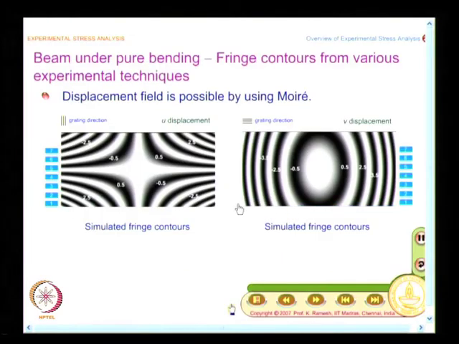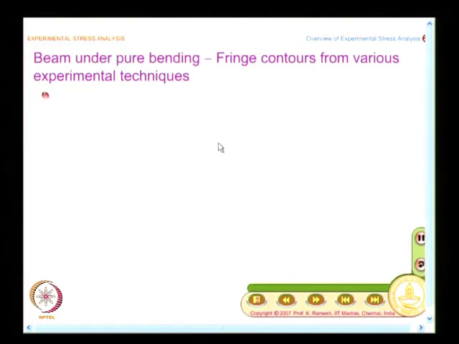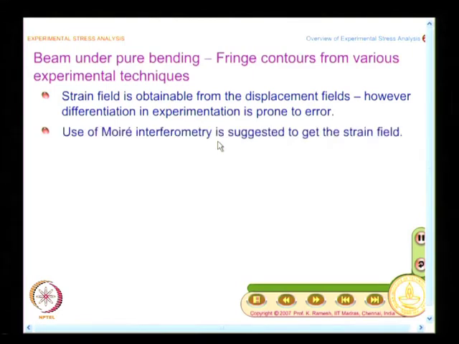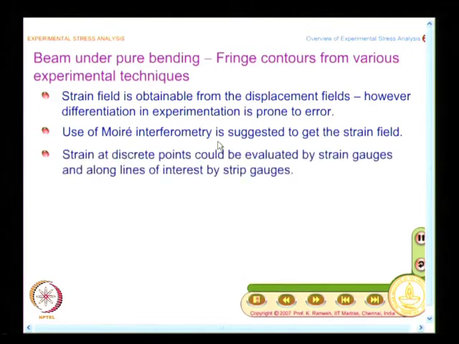Suppose I want to find out the strain, what do I do? Now I have the displacement, I differentiate the displacement, and it is possible for me to find out the strain. But I may not want to do that if I have my record from geometric Moire, because geometric Moire gives less accuracy, and I have to go to Moire interferometry and then do the differentiation and get the strain field.